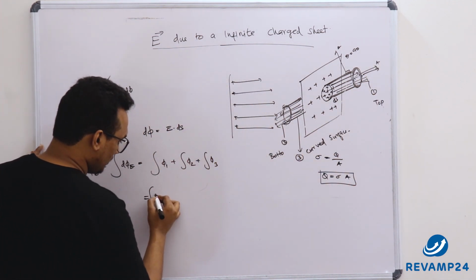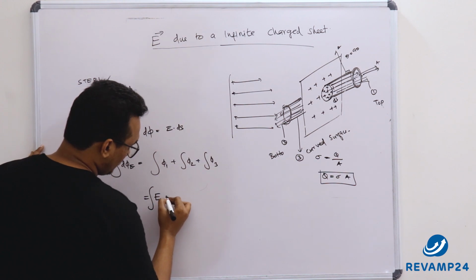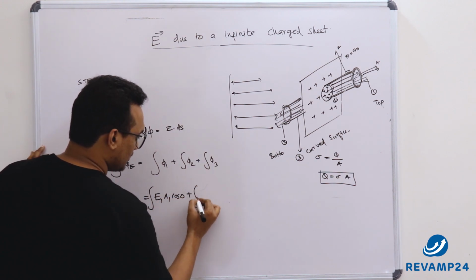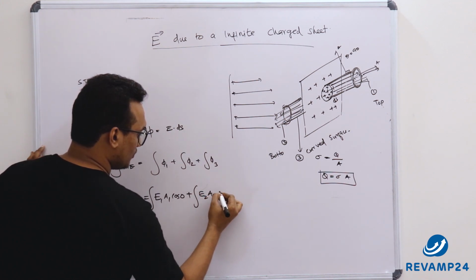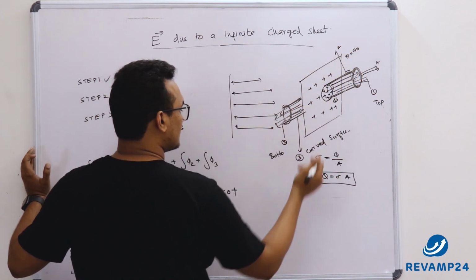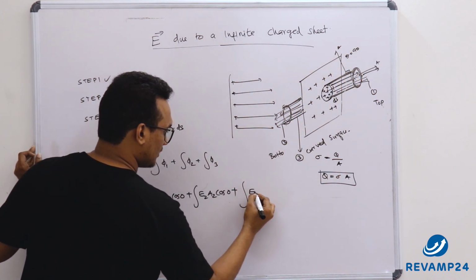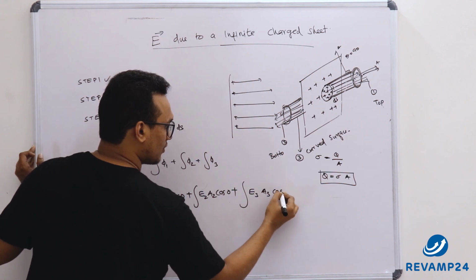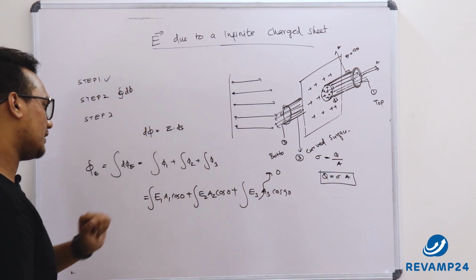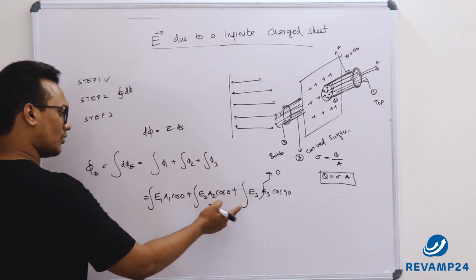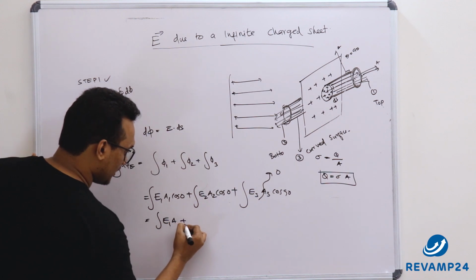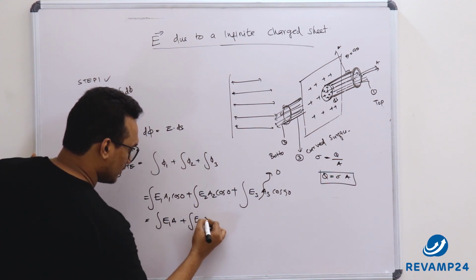So this is equal to E1 into A1 into cos 0 plus E2 into A2 into cos 0 plus, for the curved surface, we know the angle is 90, so that is E3 into A3 into cos 90. This will become 0 because cos 90 is 0. Cos 0 and cos 0 are 1. So this is integral E1 dA1 plus integral E2 dA2.